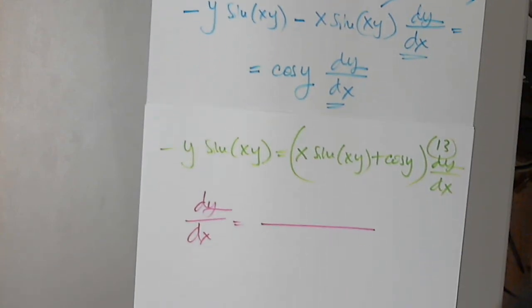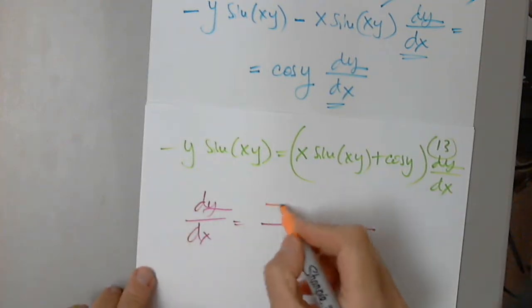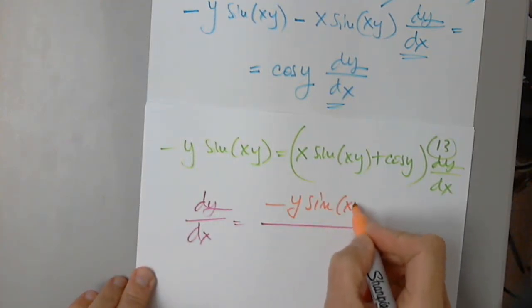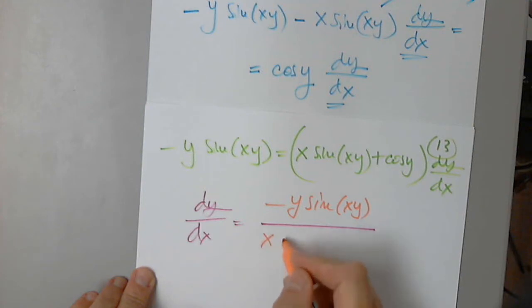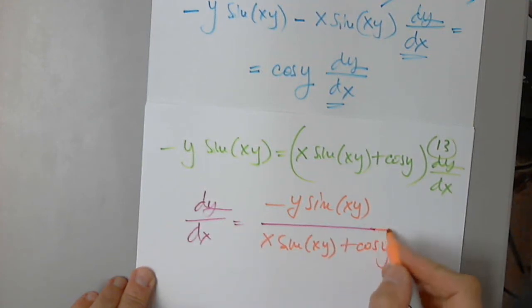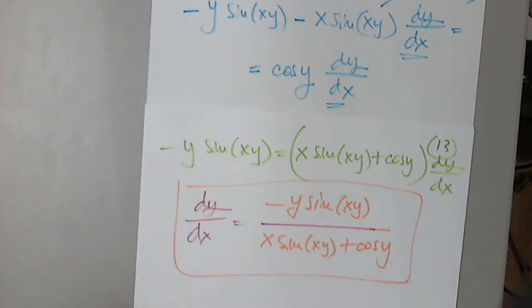What do we have at the top? Right here. And this is on the denominator. There is no need for parentheses around the denominator. This is it.